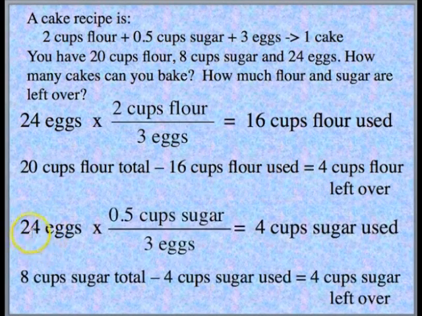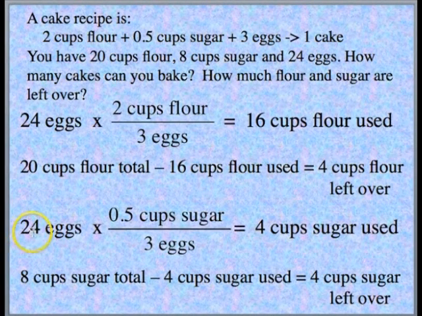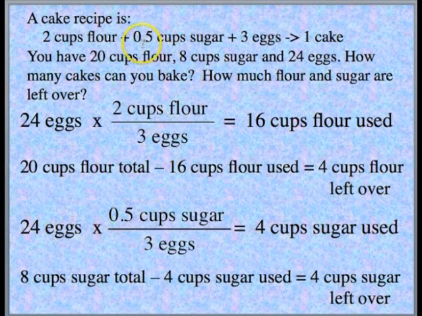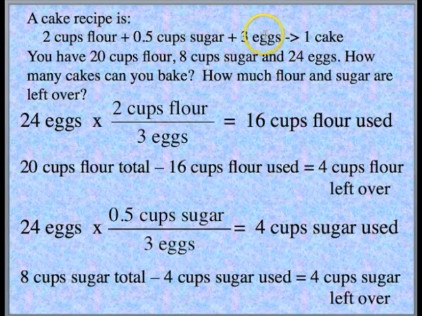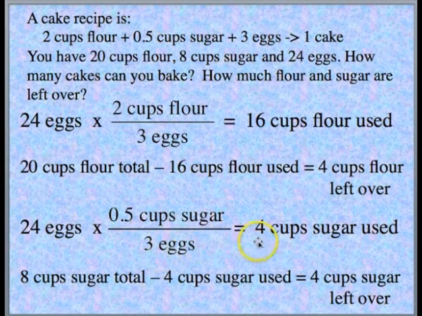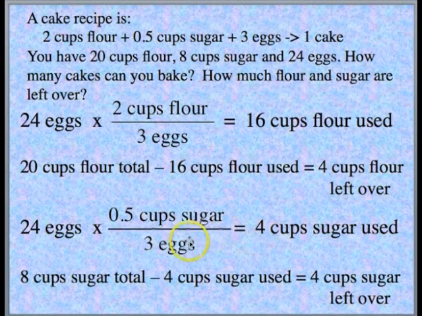Okay, here we go with the sugar. I do the same thing. 24 eggs. I'm going to use up all the eggs. But the relationship between sugar and eggs is, from the balanced recipe, 0.5 cups of sugar reacts with 3 eggs. So 0.5 cups of sugar per 3 eggs is going to give me 4 cups of sugar used, just like the flour. I have 8 cups of sugar in the pantry. I use 4 of them, so I have 4 cups of sugar left over.